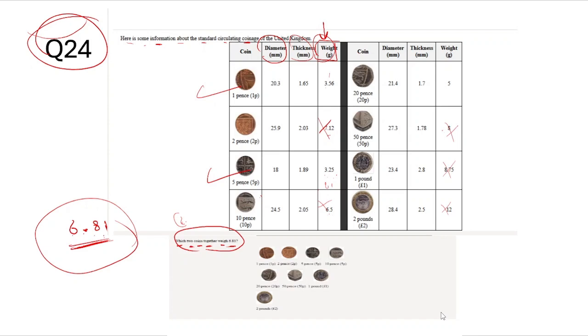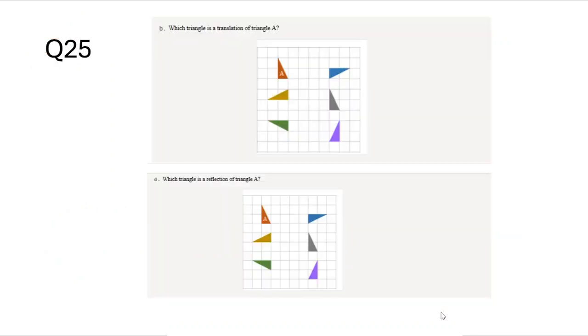Okay. Now let's move to question number 25. Question number 25 says, which triangle is a translation of triangle A? This is triangle A. For a translation of triangle A, I need to find a triangle having the same dimensions as this triangle but at a different position. That means it will be the same as this triangle. Which one of these triangles? This one. Okay, it's the same.